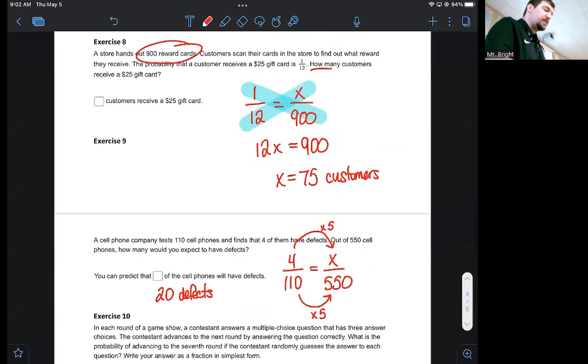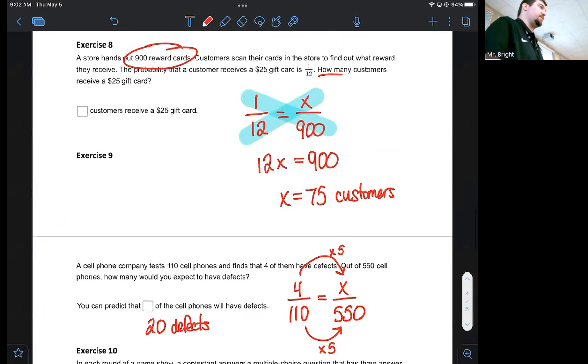Now, there is a slight difference between the last 2 questions. This question here was a theoretical probability. So when I said make a prediction and we got 75, that really wasn't a prediction as much as it was a fact. 75 people will win. There are 900 cards. 75 of them are $25 gift cards. That's how you get the probability of 1/12. 75 people are going to win the $25 gift card. I know it for sure because that's how many cards were there. Okay. That was a theoretical probability.